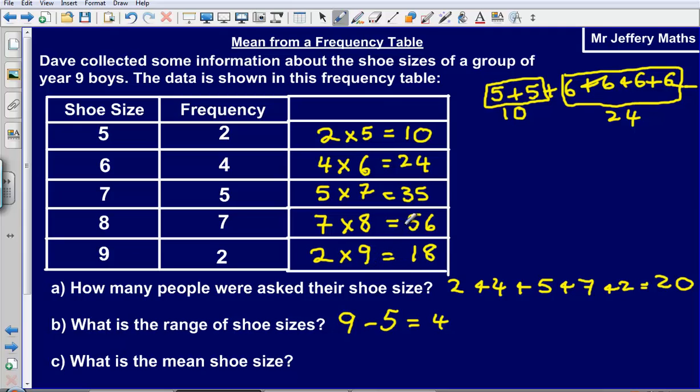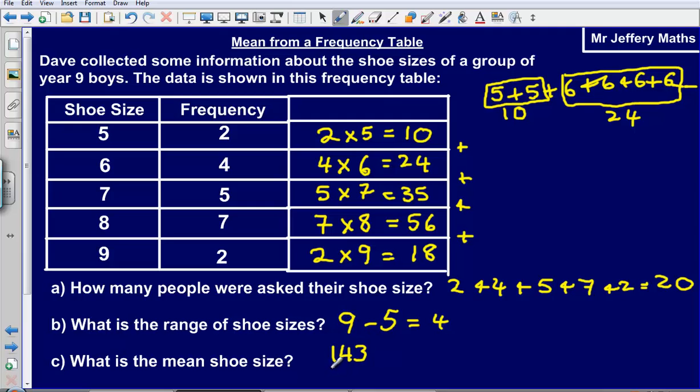Now we've cut down on our workload. All we need to do now is just add these together. We get 10 plus 24, that gives us 34, plus 35, that's going to give us 69, plus 56, that will give us 125, add 18, that gives us 143. So when we add all of those together, we get 143.